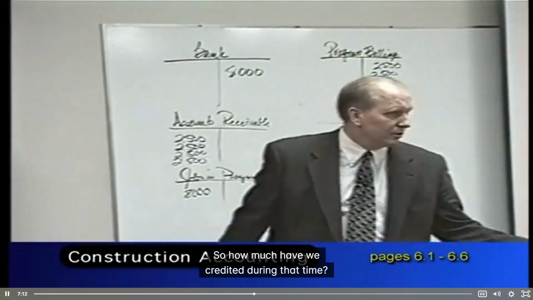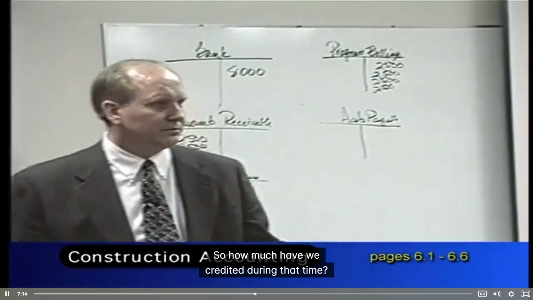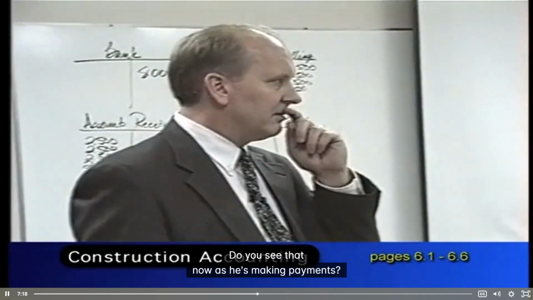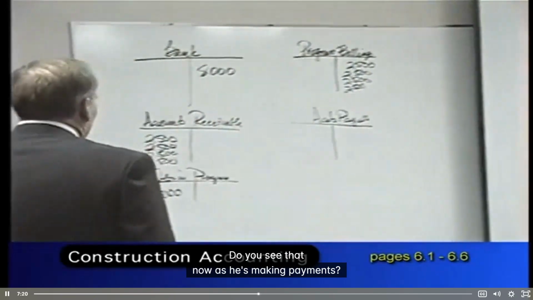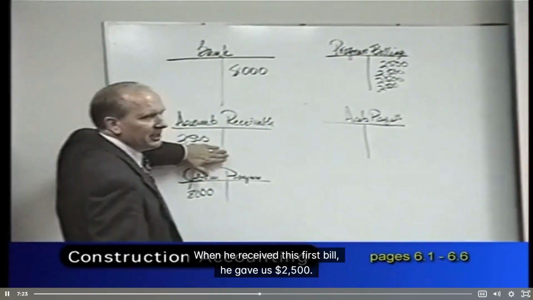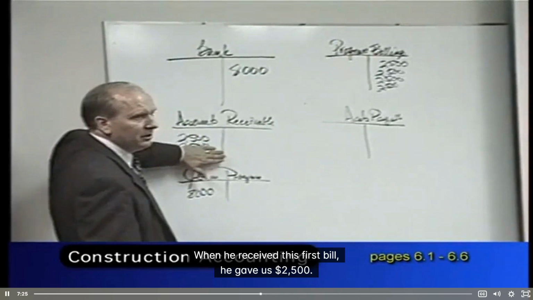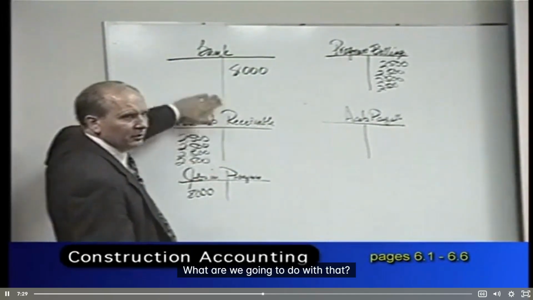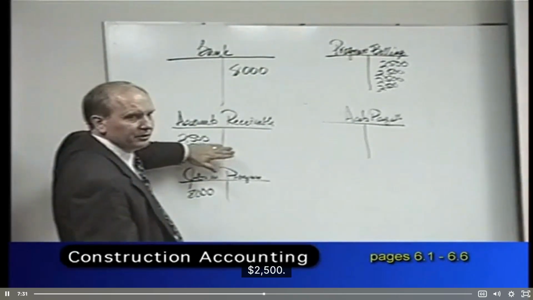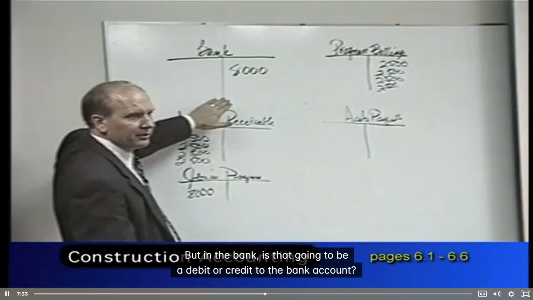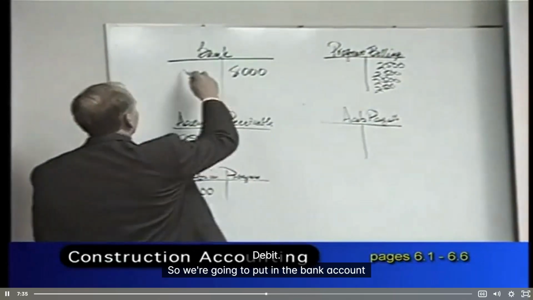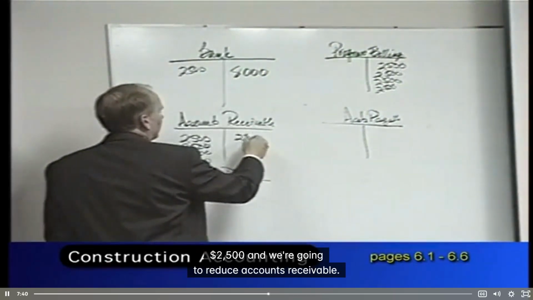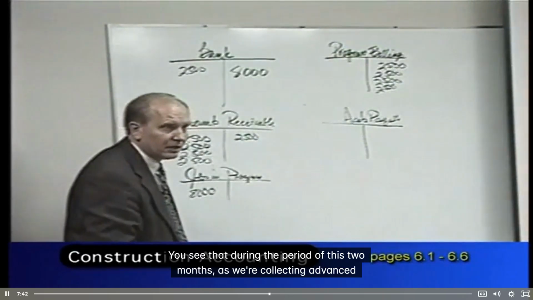So how much have we credited during that time? $10,000, which was the amount of the bid. Do you see that? Okay. Now, as he's making payments, when he received this first bill, he gave us $2,500. Okay? What are we going to do with that $2,500? Put it in the bank. Is that going to be a debit or credit to the bank account? Debit. So we're going to put in the bank account $2,500 and we're going to reduce accounts receivable. Do you see that? Okay?